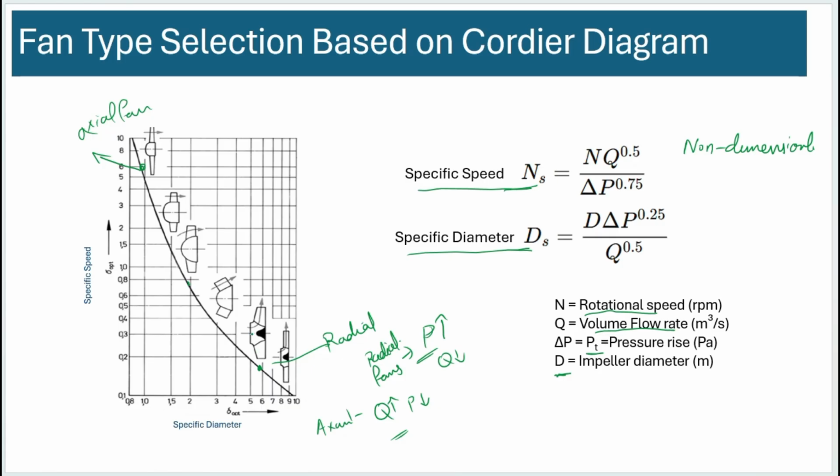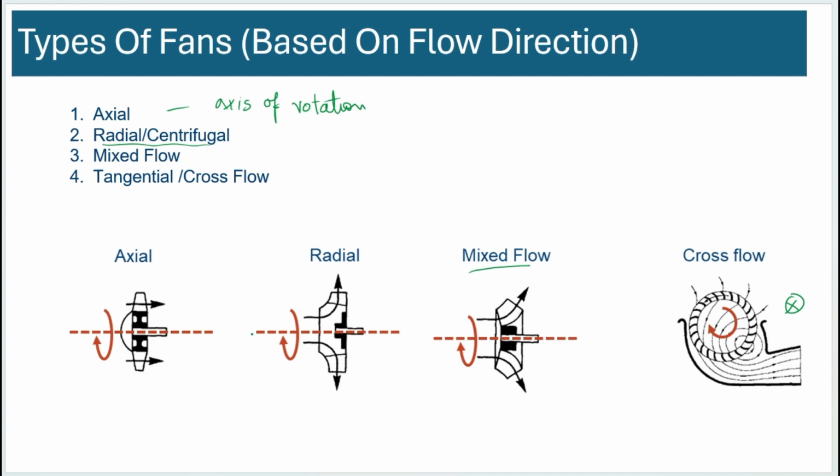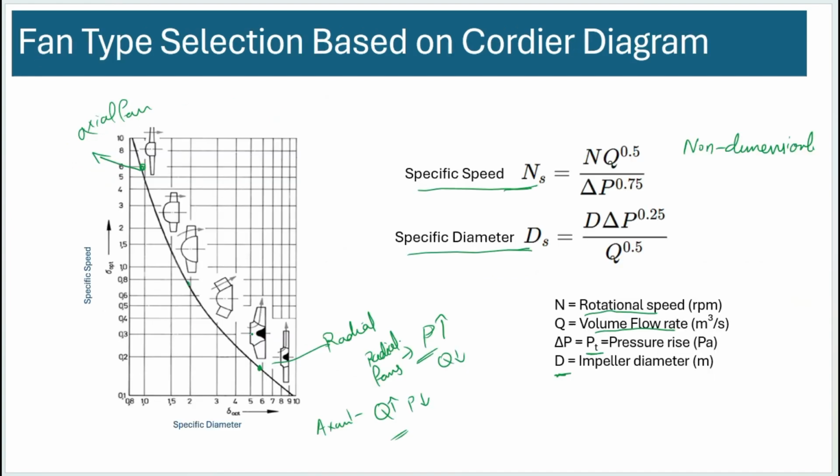This is something people use for selecting the type of fan for your application. A lot of times you don't really need this. You can develop the system curve for your application and then look at fan curves from all types of fans and see which fan will work for you. You could do it that way too. And there are several software tools that can also help you select fans.